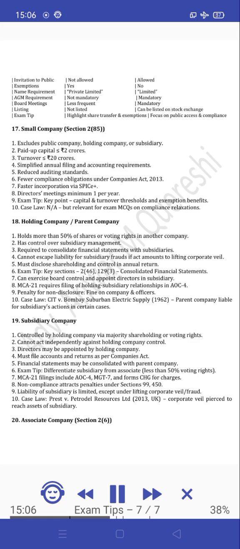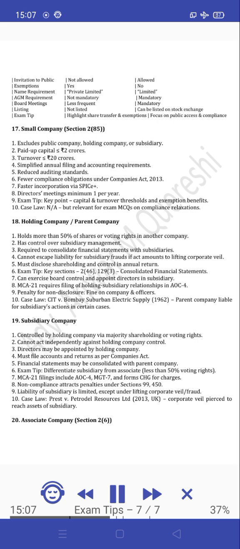Case law: NA, but relevant for exam MCQs on compliance relaxations. 18. Holding company, parent company. 1. Holds more than 50% of shares or voting rights in another company. 2. Has control over subsidiary management. 3. Required to consolidate financial statements with subsidiaries.